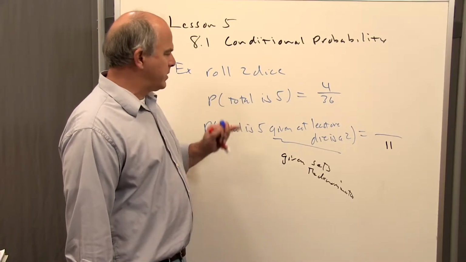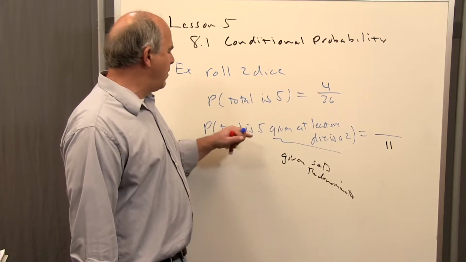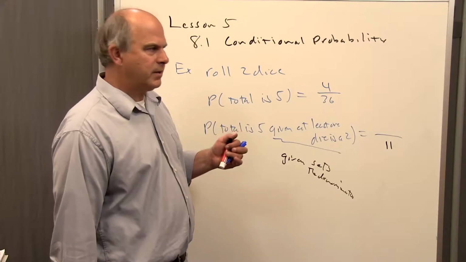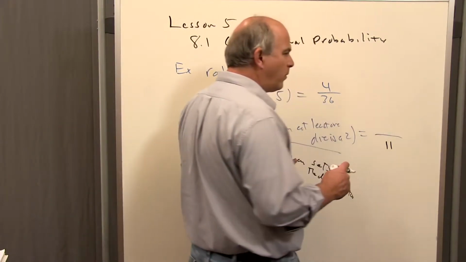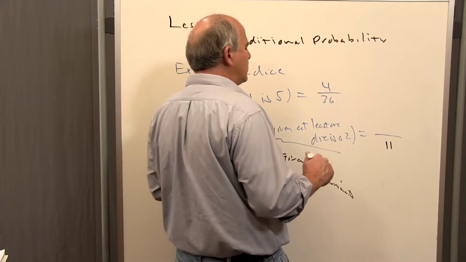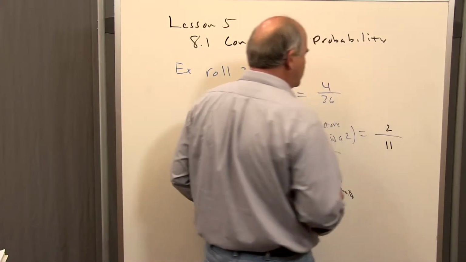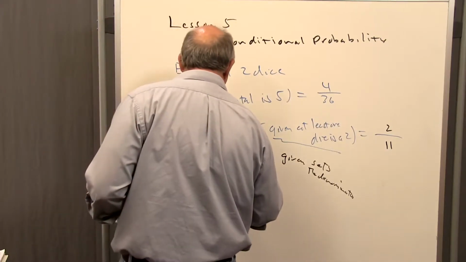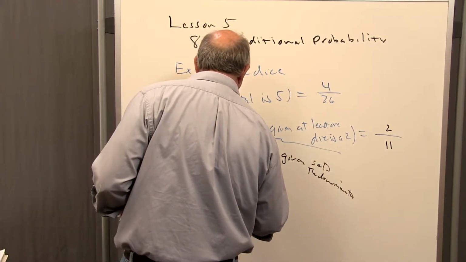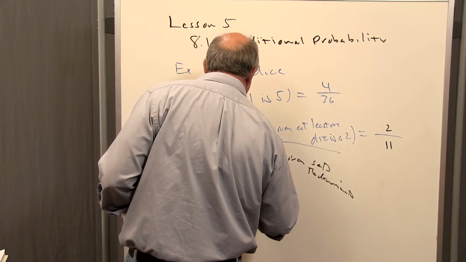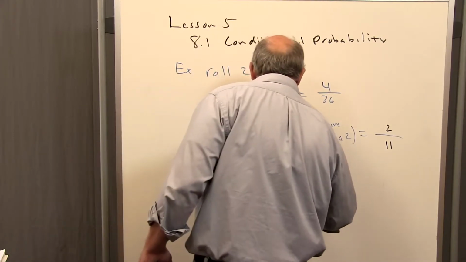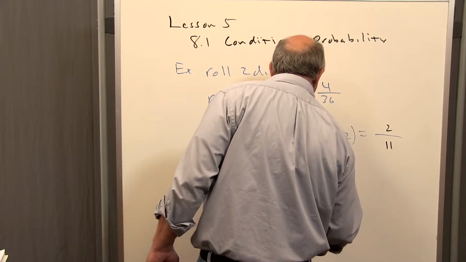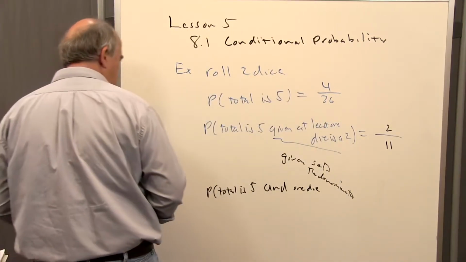And of those, now this is where the numerator comes from, of those, how many total up to 5? So there's the 2, 3, and there's the 3, 2. And the 1, 4 and 4, 1 don't count anymore because we're only looking at rolls with 2s in them. So 2 out of 11, right? On the other hand, what's the probability that the total is 5 and one die is a 2? I guess I'll erase this.